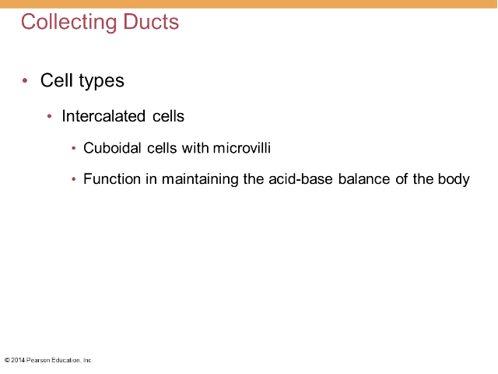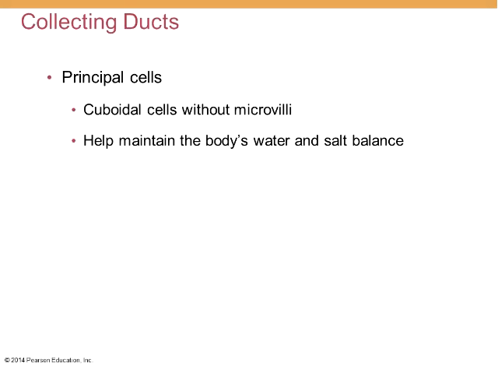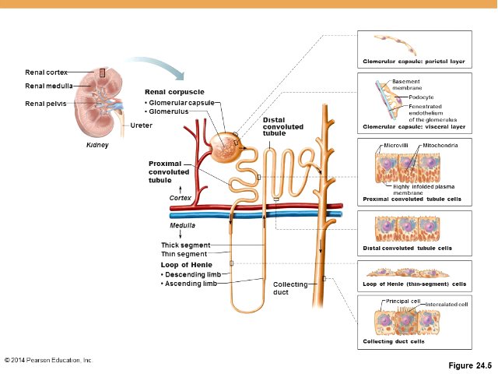Now, we look at the collecting ducts, the cell types. There are intercalated cells. We have cuboidal cells with microvilli, which function in maintaining the acid-base balance of the body. We'll see that. They'll manage our bicarb excretion and secretion. And then we have principal cells that are cuboidal cells without microvilli. They help maintain the water balance and the salt balance. Let me translate: water and Na, sodium.